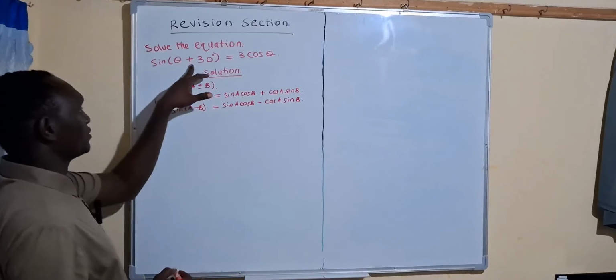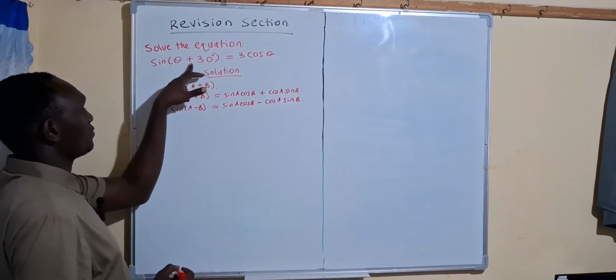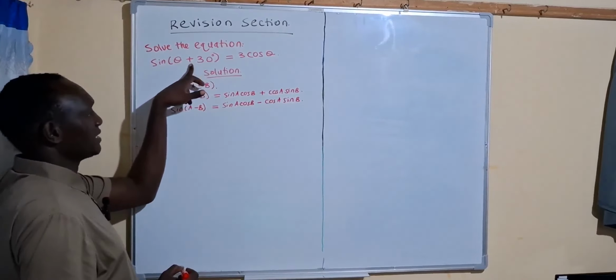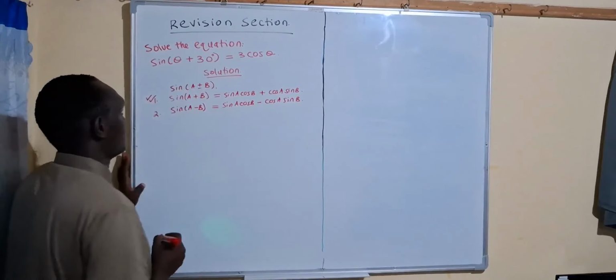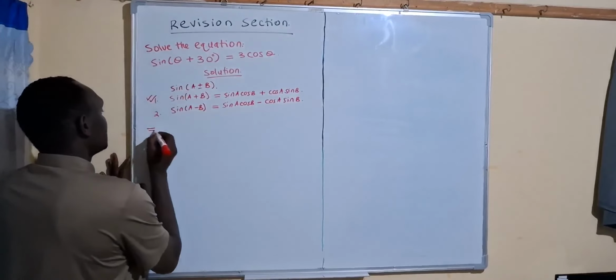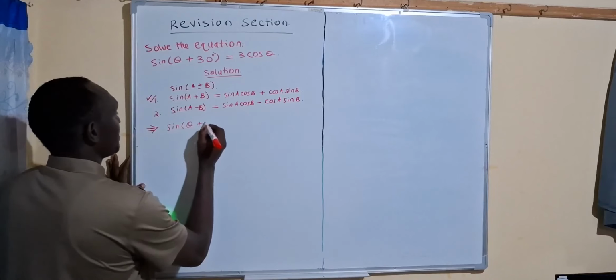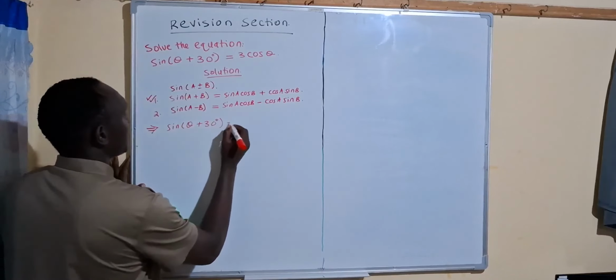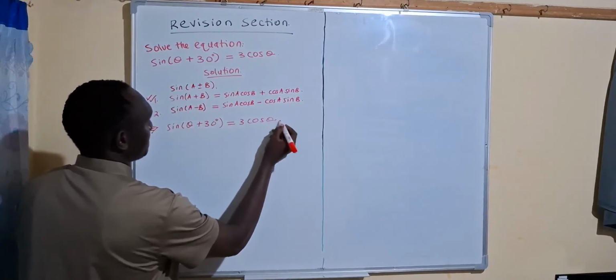But if you look at our question here, this is from half and double angles. We are seeing that it is a plus, which means we shall go with the first one. So this implies that sine of theta plus 30 degrees equals 3 cos theta.